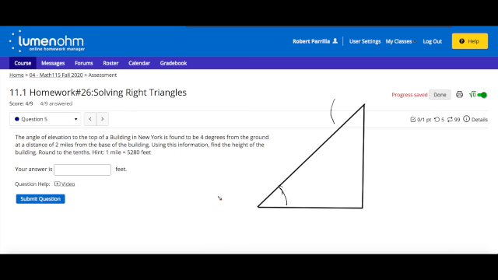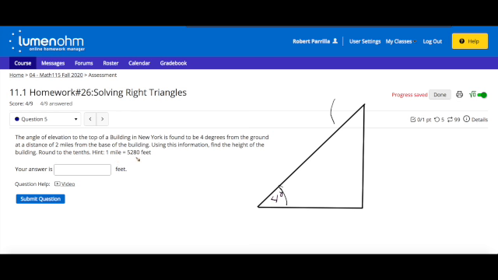The angle of elevation to the top of a building in New York is found to be 4 degrees from the ground at a distance of 2 miles from the base of the building. So this would be 4 degrees, and this would be 2 miles, right? But 2 would not give us our answer. The answer is supposed to be given in feet.